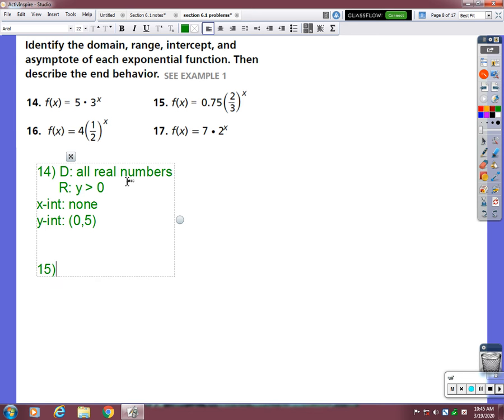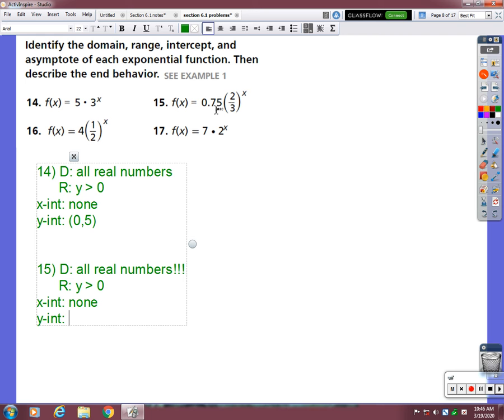Okay? All right, how about 15, the domain? Oh, I think you probably have this all figured out by now. All real numbers. Yay! What about the range? The range is, again, since this has not been shifted up or down, y is greater than 0. The x-intercept is still none. And the y-intercept is going to be this a value right here. So in this case, that would be 0.75.